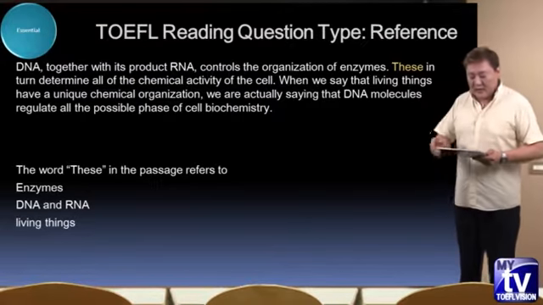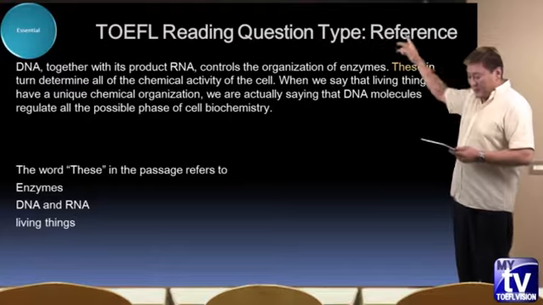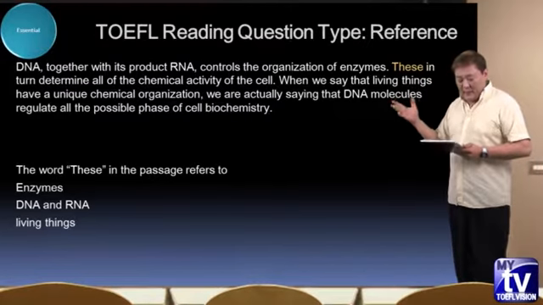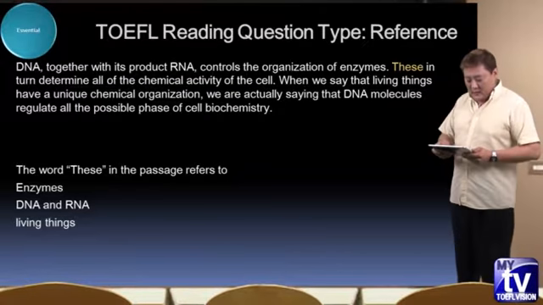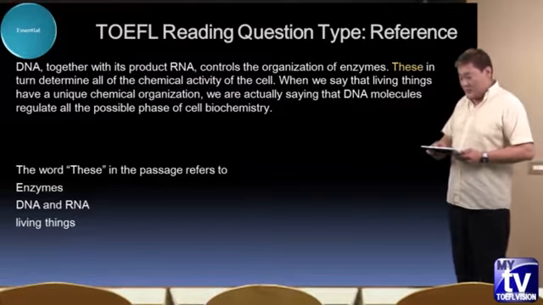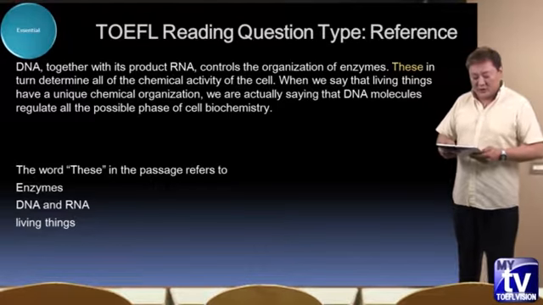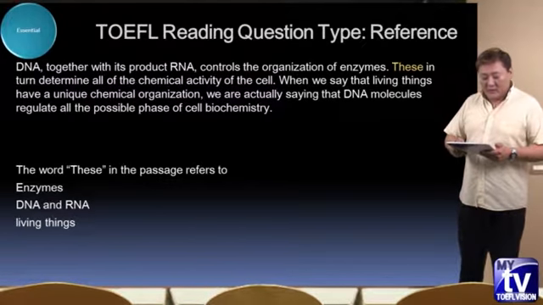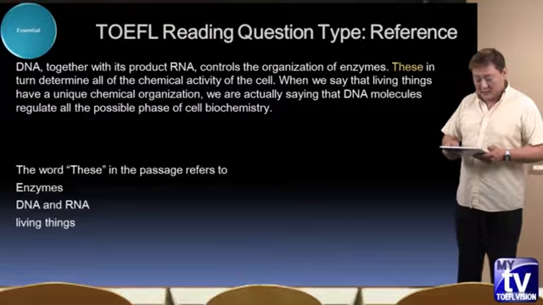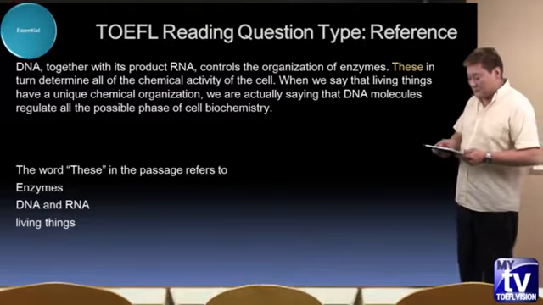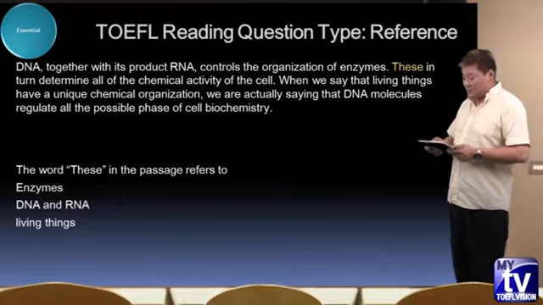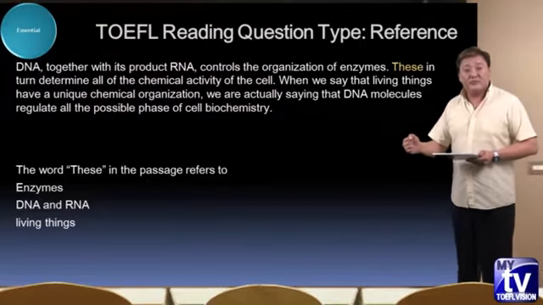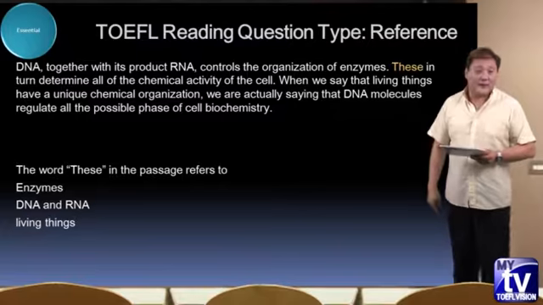Now these, if you look at the sentence right before these, we have many words. DNA together with this product RNA controls the organism's enzymes. So let's put in the word enzymes. Enzymes in turn determine all the chemical activities. Now, does it make sense? It kind of does, right? But stop. Please don't just go, oh, that's the right answer.